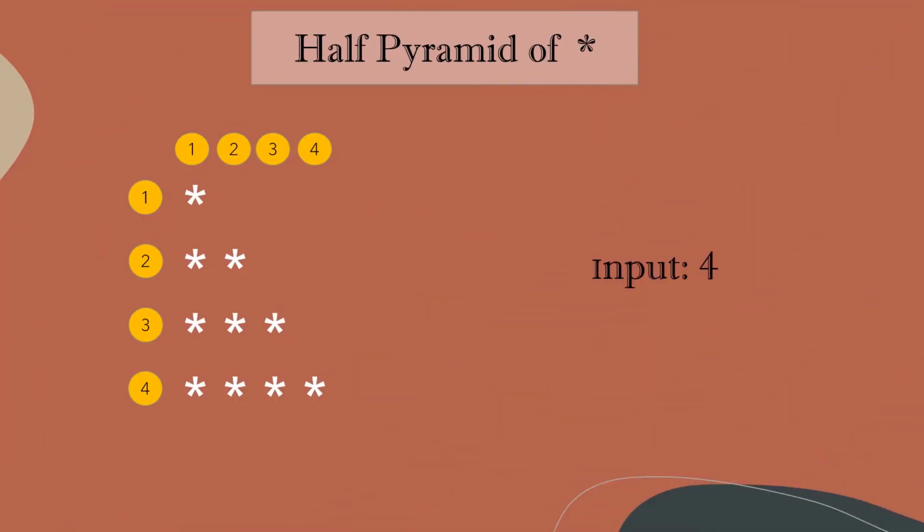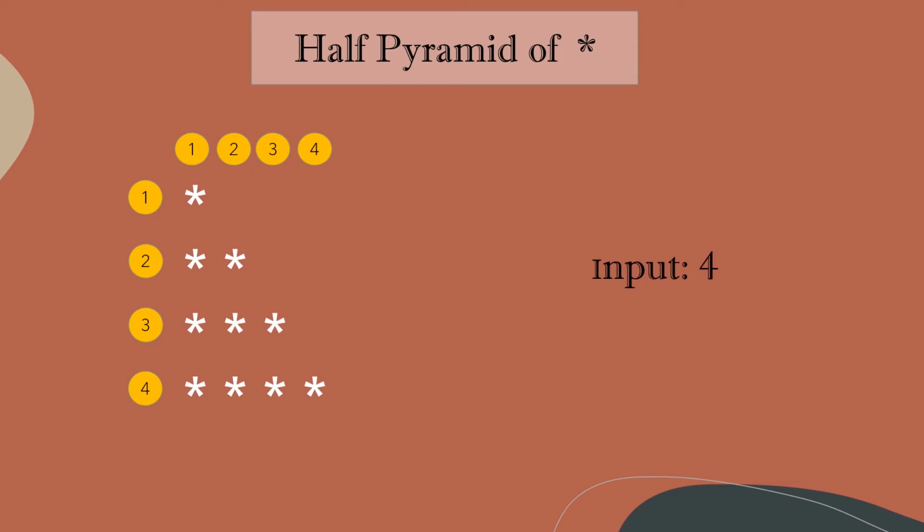Now we will see how to print half pyramid of stars. So first I will take input from user. In this case the input is 4. So basically this input is the number of rows I have to print. If you observe this pattern, you can see that in the first row I have 1 star, in the second row I have 2 stars, in the third row I have 3 stars, and in the fourth row I have 4 stars. That means for each row the number of stars will be equal to the row number.